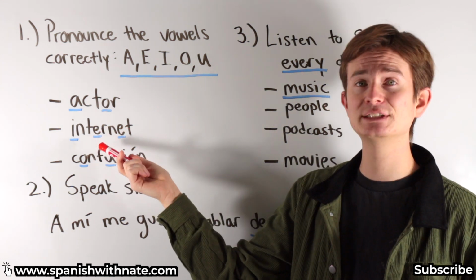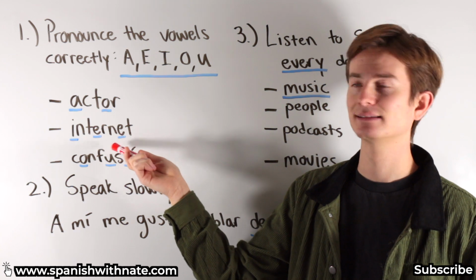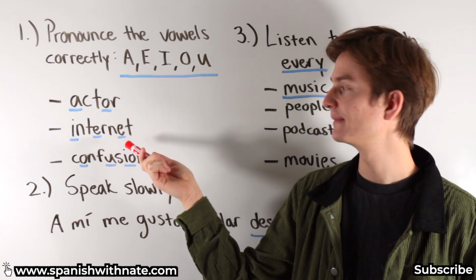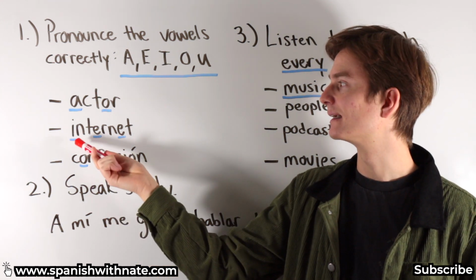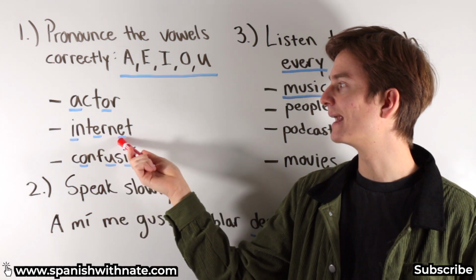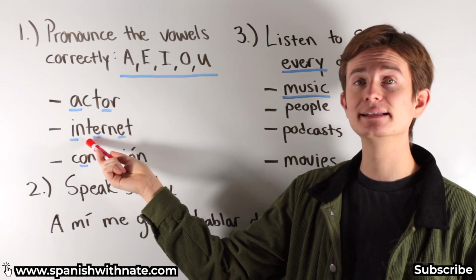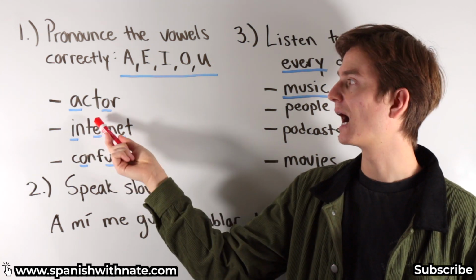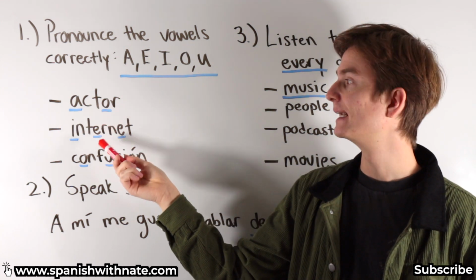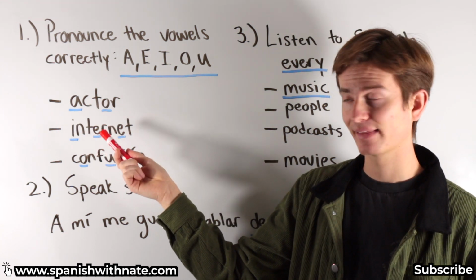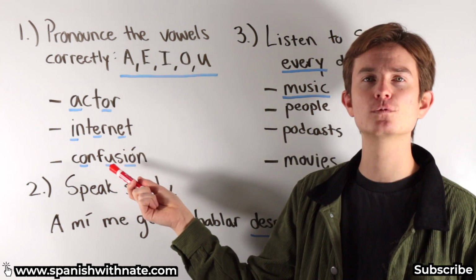Next one, internet, okay? Internet. That I makes that E sound. Internet. Internet, okay? Actor, say it with me. Actor, internet. And finally, we have this last one, right? Instead of saying confusion, we have confusión.